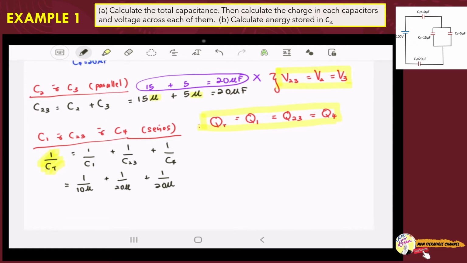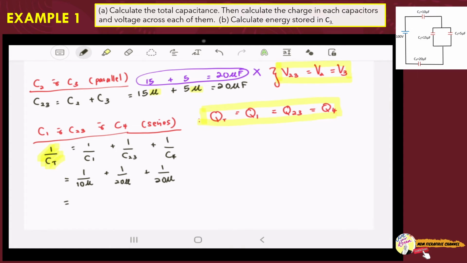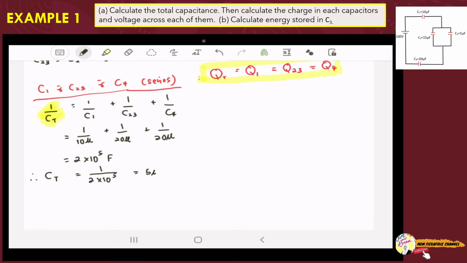Okay, so 1 over C total. So this is 1 over C total and it's equal to 2 exponent 5 farad. Okay, therefore, jangan lupa, 2 times exponent 5 is not C total. It's 1 over C total. Therefore, C total is equal to 1 over 2 times 10 power of 5. Boleh? Okay, and it's equal to 5 microfarad. Okay, so C total is equal to 5 microfarad. So this is the first answer lah for part A.